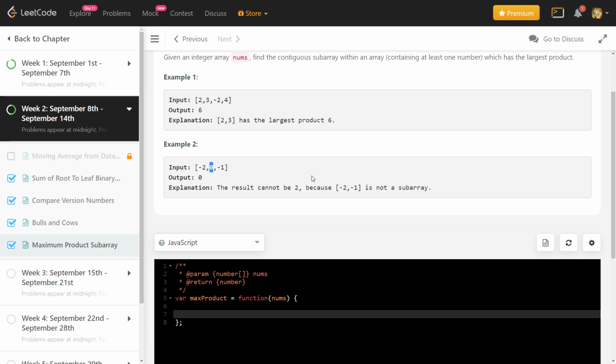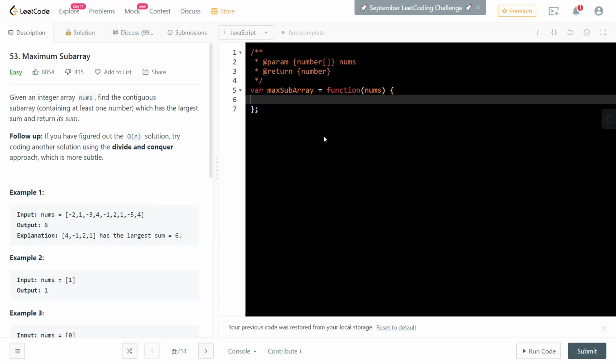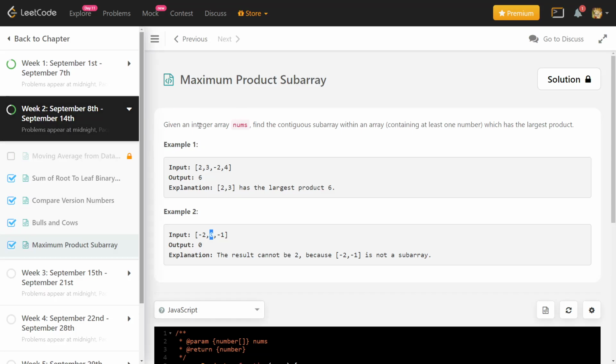Right, to solve this problem, it is similar to another problem. We will solve that problem to learn about this one, and it is called maximum subarray. It is marked as easy, though it is not that easy, but it is a popular question in interviews. So for today's question in the September challenge, we will use that knowledge because it is very similar, right?